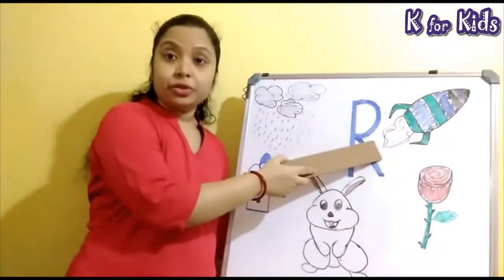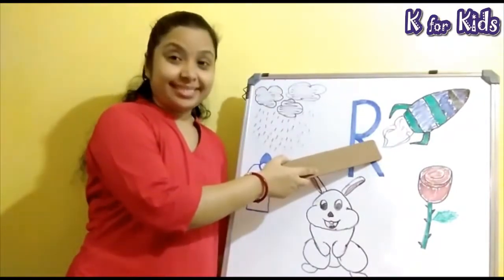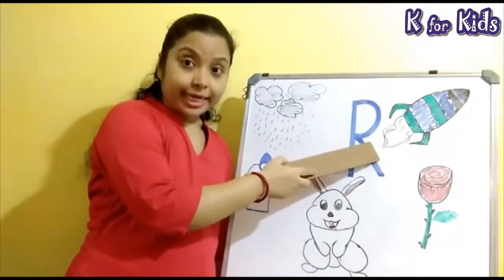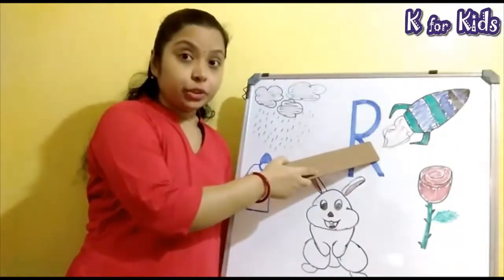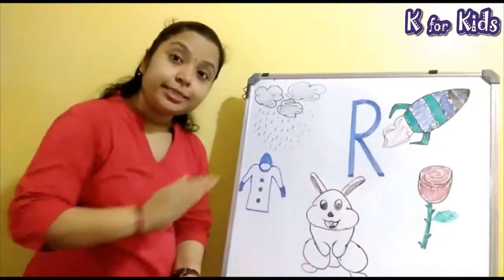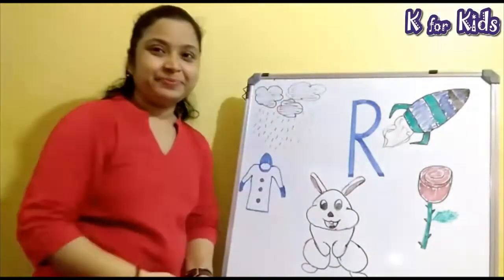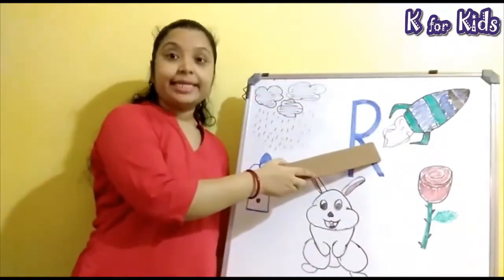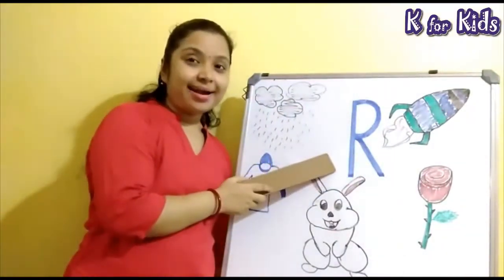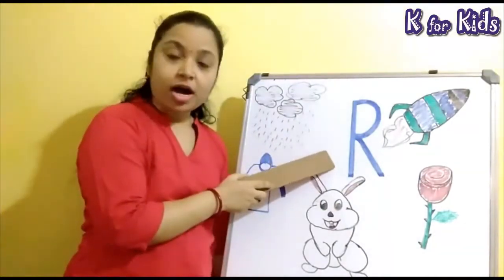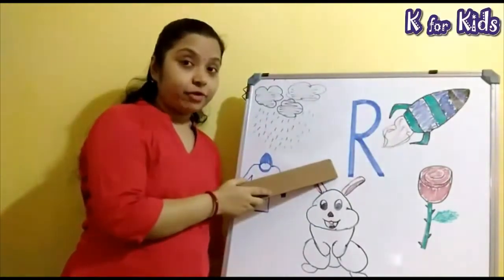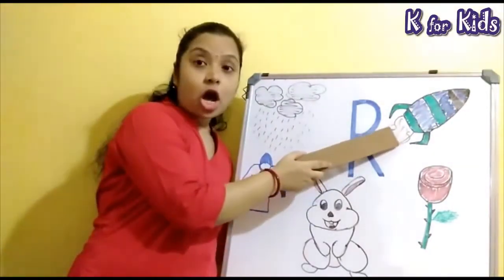Children, do you know what is this? This is a rocket. Rocket is a vehicle used for travel into space. Rocket starts with the alphabet R. R for rocket.